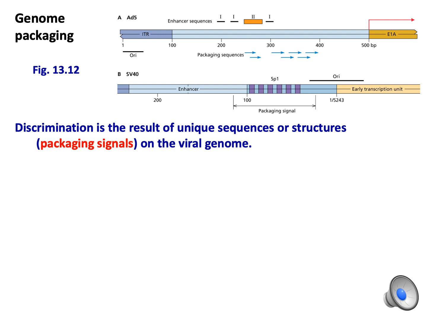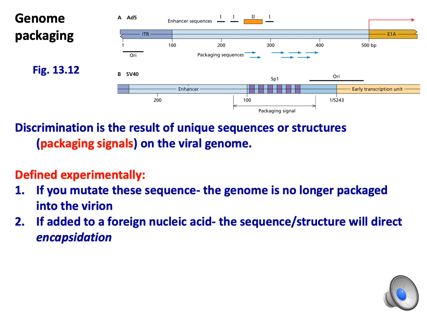And on this slide, from figure 13.12, packaging signals are illustrated with these little arrows up in the adenovirus segment up on the top, which is just part of the genome. And here down on the bottom, you see SV40. And here, close to the origin of DNA replication, close to the early transcription unit in the transcriptional control region, overlapping with these SP1 transcription factor binding sites, are the packaging sequences.